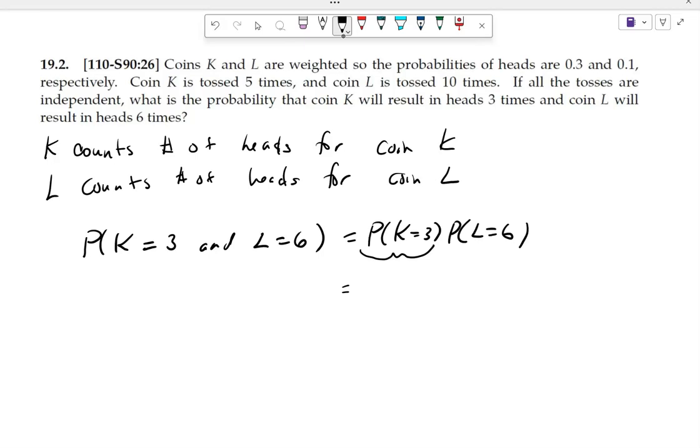We'll just pretend like it's a brace. What's that one going to be? 5 choose 3. 0.7 squared. Okay. Is that what others got for that one?